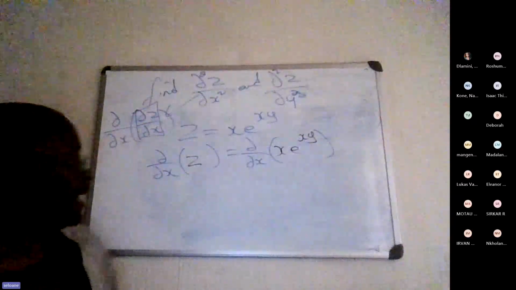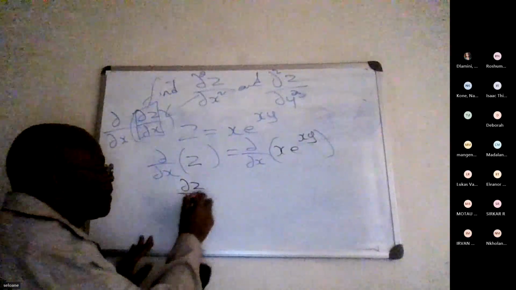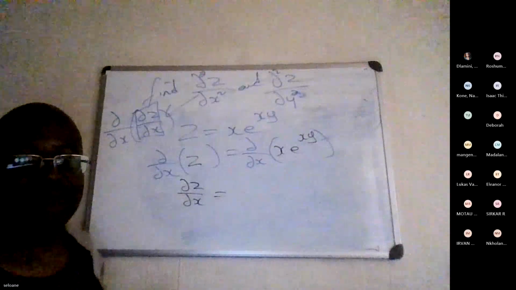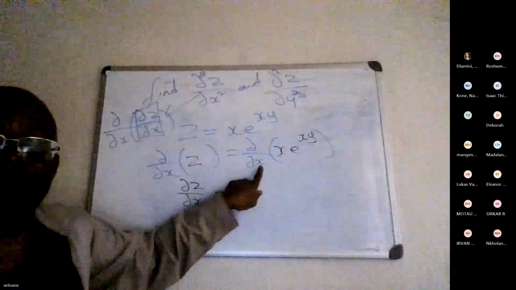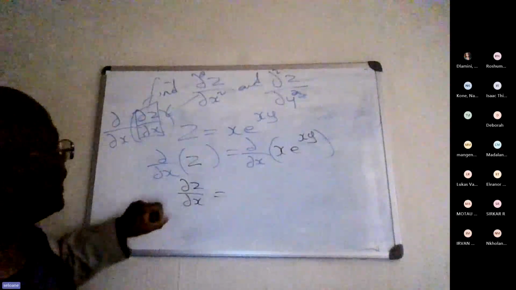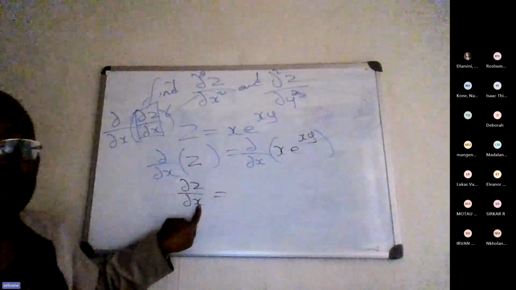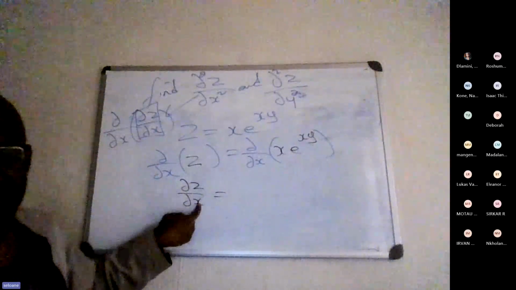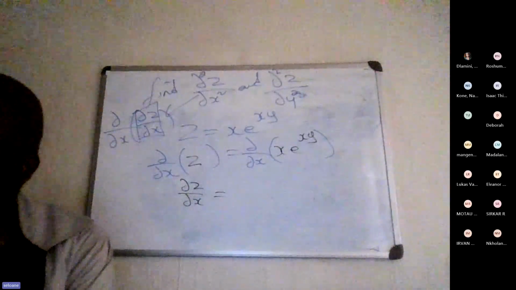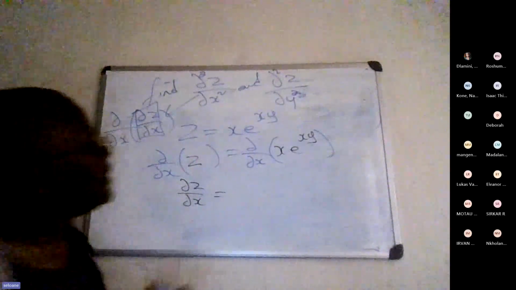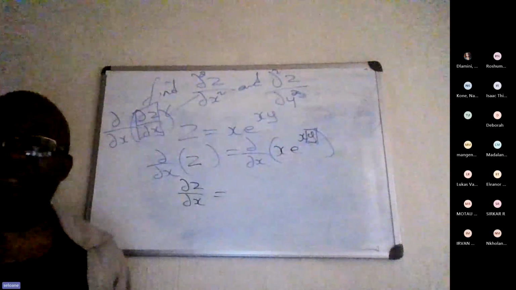Good. And what is the left side now? The left side is now this. And what is the right side? Don't forget, we're differentiating with respect to x. But don't forget, it is only z and x which are variables. Therefore this y here will be treated like a constant.